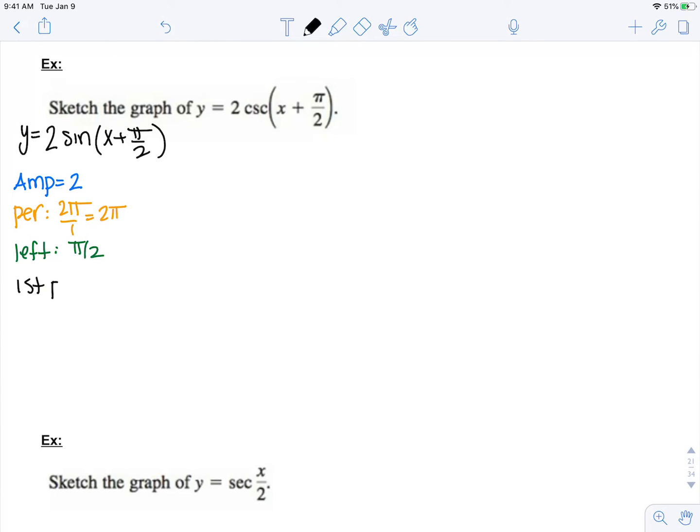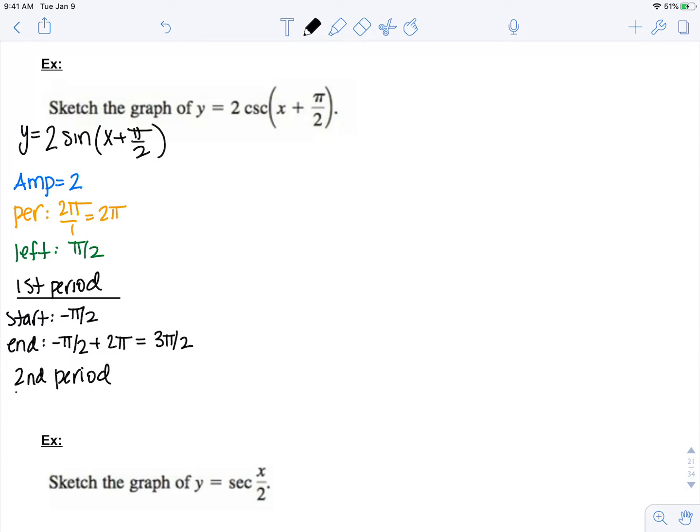So that means my first period is going to start at negative pi over 2, and it's going to end at negative pi over 2 plus 2 pi, which is going to be at 3 pi over 2. So then for my second period, it's going to start at 3 pi over 2, and it's going to end at 3 pi over 2 plus 2 pi, which is 7 pi over 2.